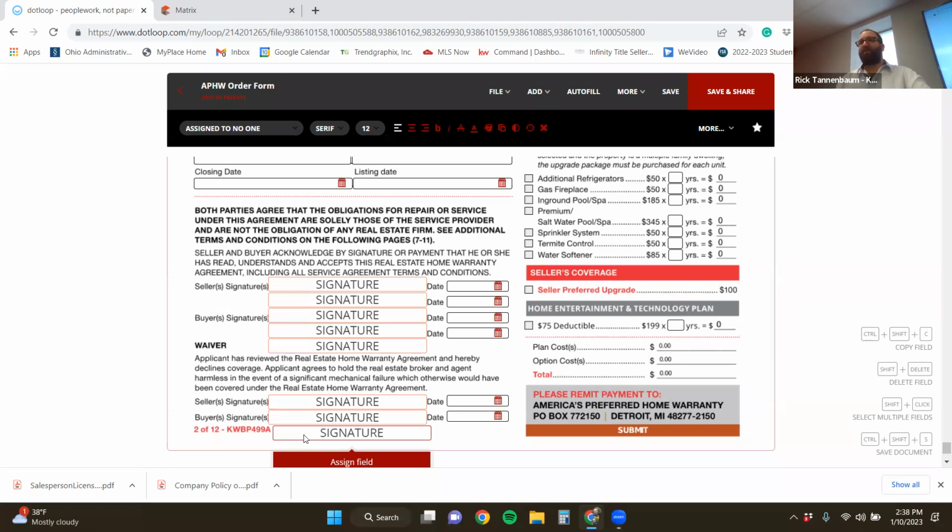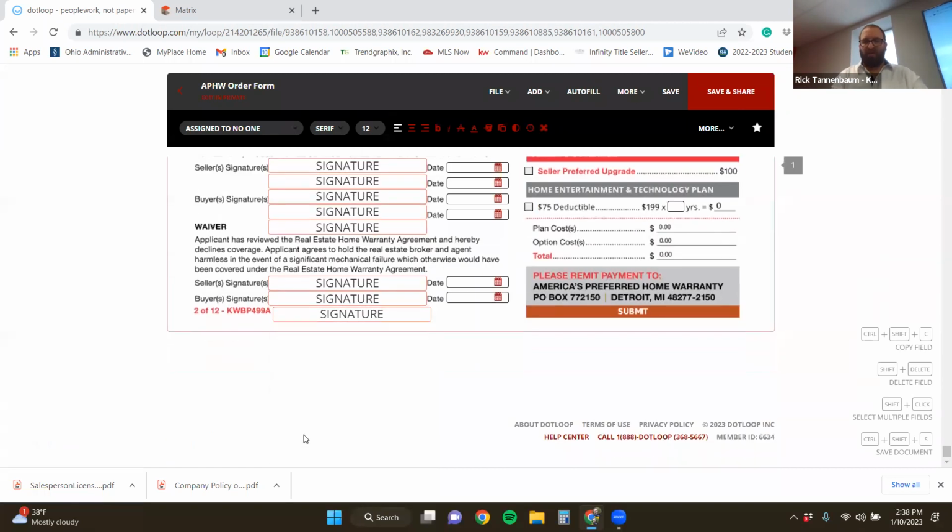Even if they're getting a different warranty, have them sign the waiver on this one. Even if they're not taking any warranty, have them sign the waiver. Okay, and that's it. That's our contracts.